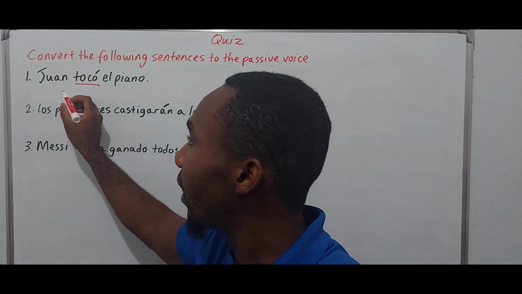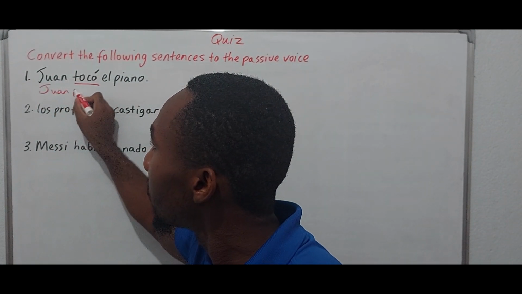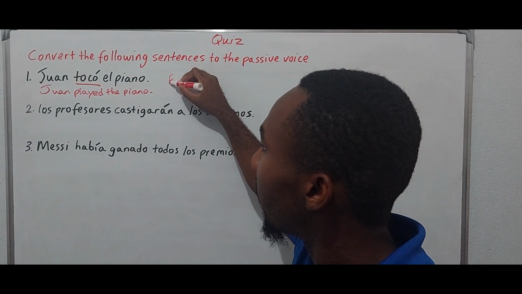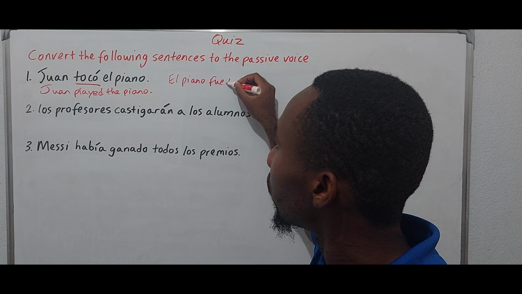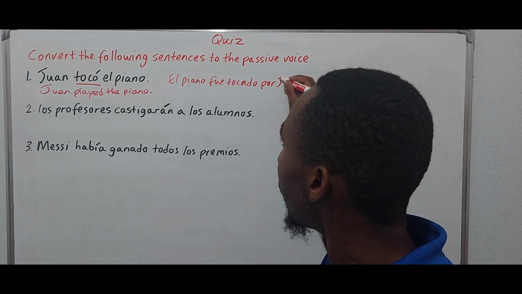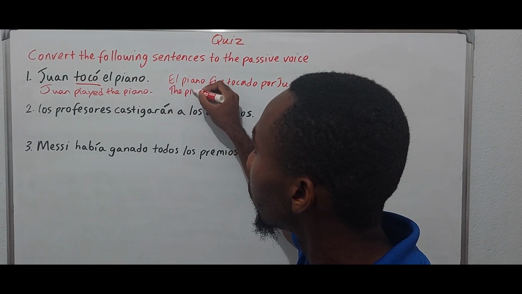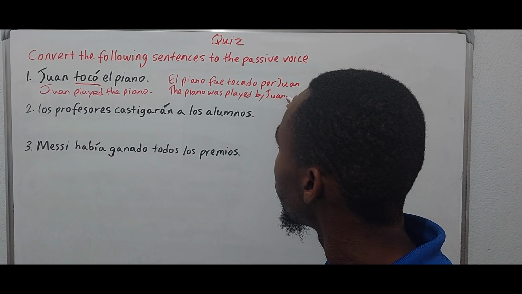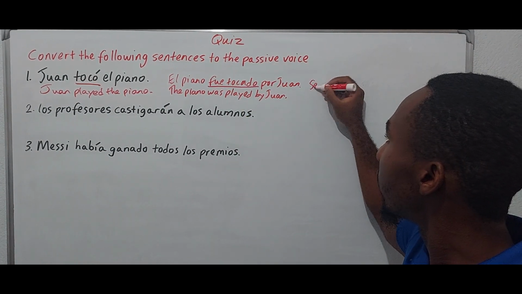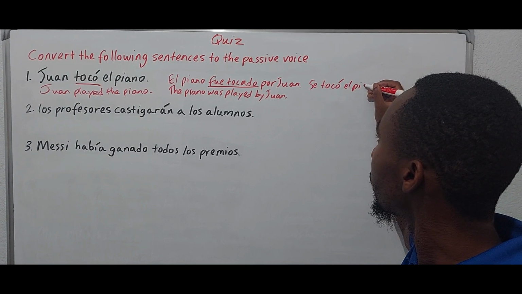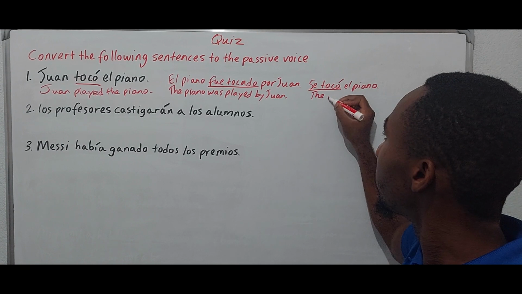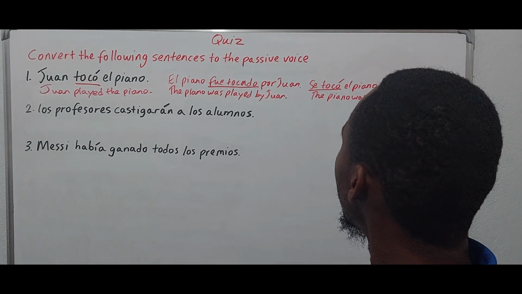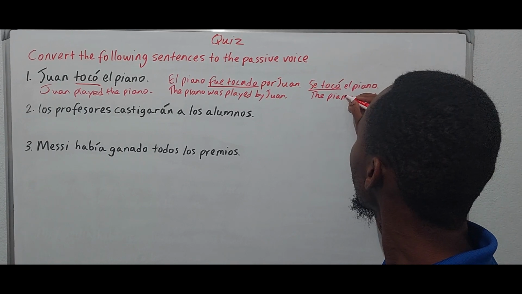So, we have the preterite. So, Juan played the piano. If we use ser, it would be el piano fue tocado por Juan. The piano was played by Juan. Or se tocó el piano. The piano was played. Yep. Right.